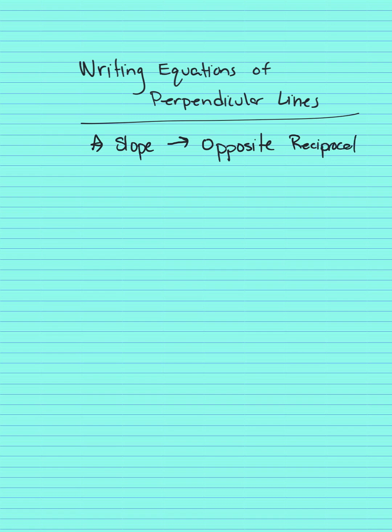And reciprocal is when we take a fraction and we flip it upside down. So an example would be, if I have a slope, which remember we use m for slope, if I have a slope of positive 1/3, the perpendicular slope would be -3/1, which I could also just simplify to being -3.